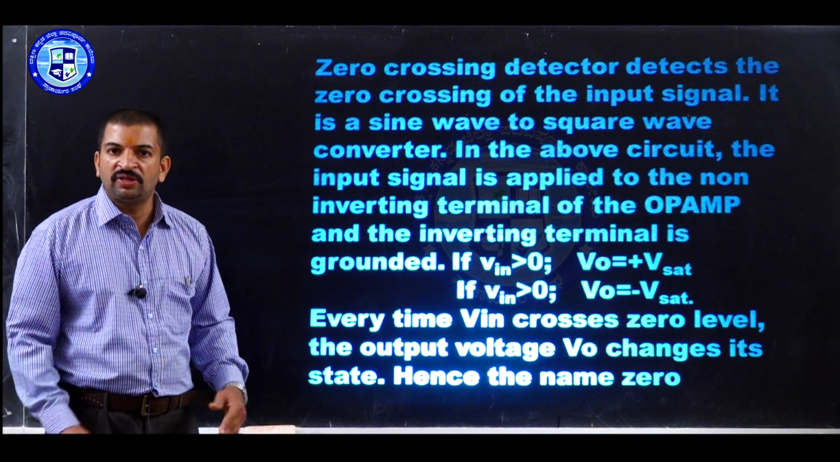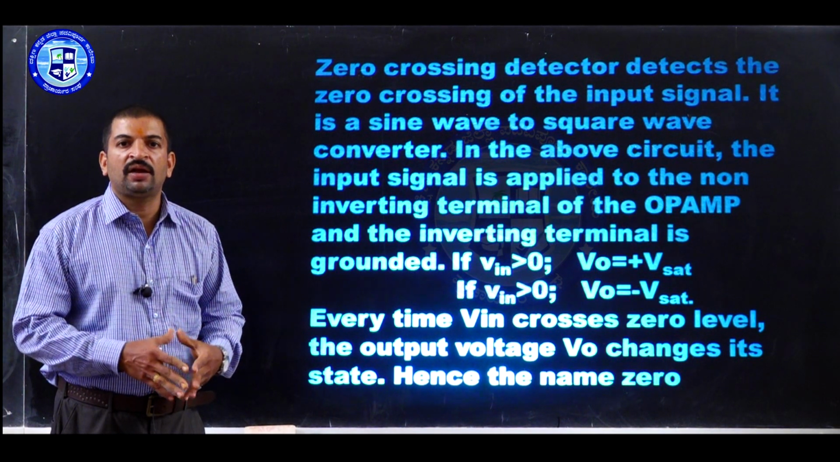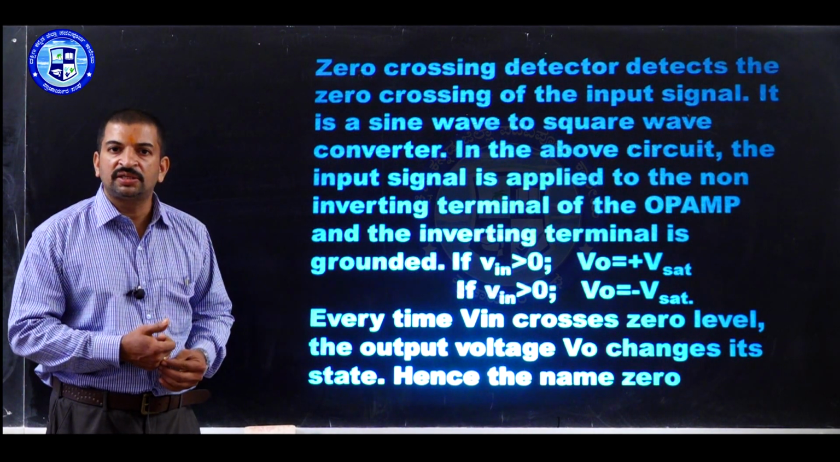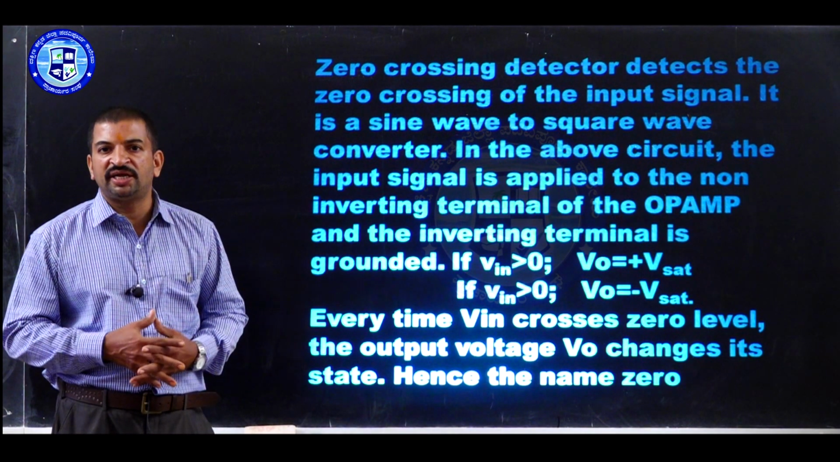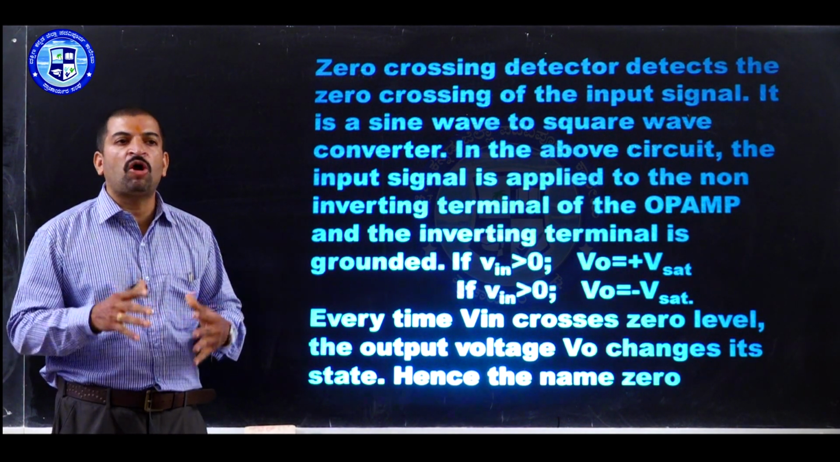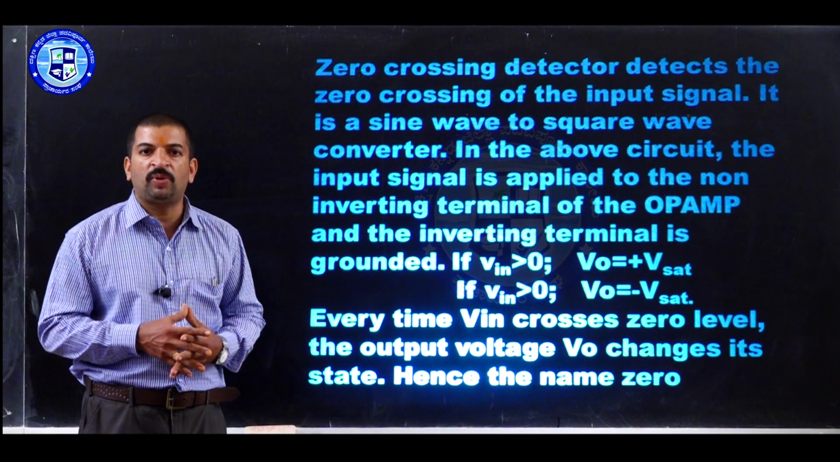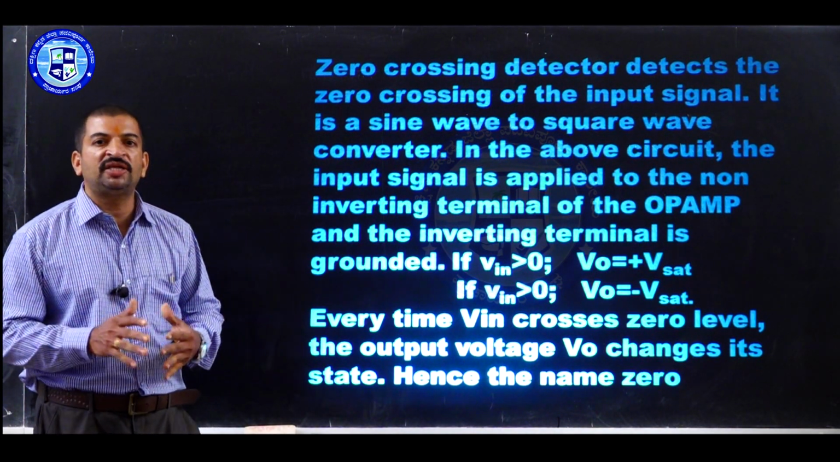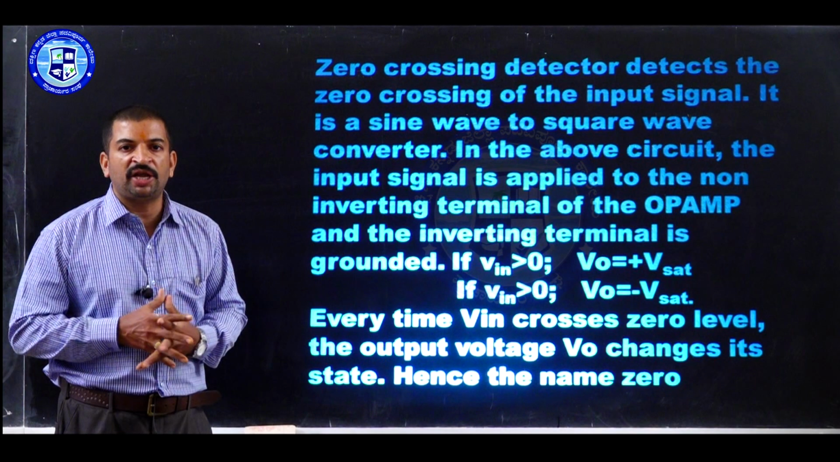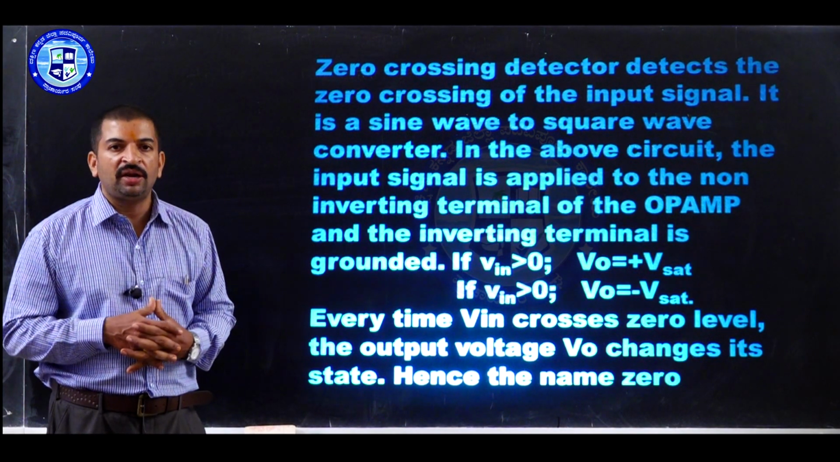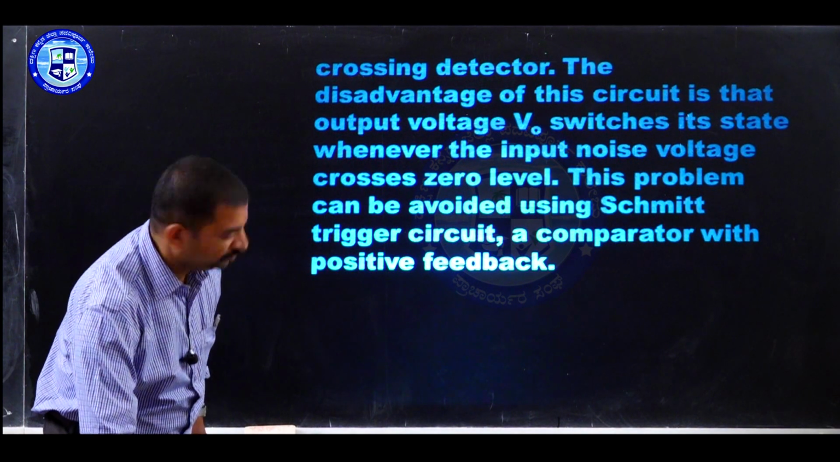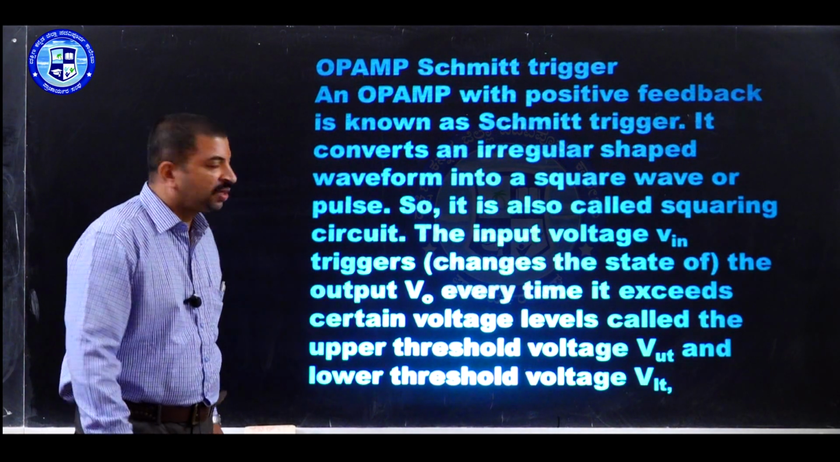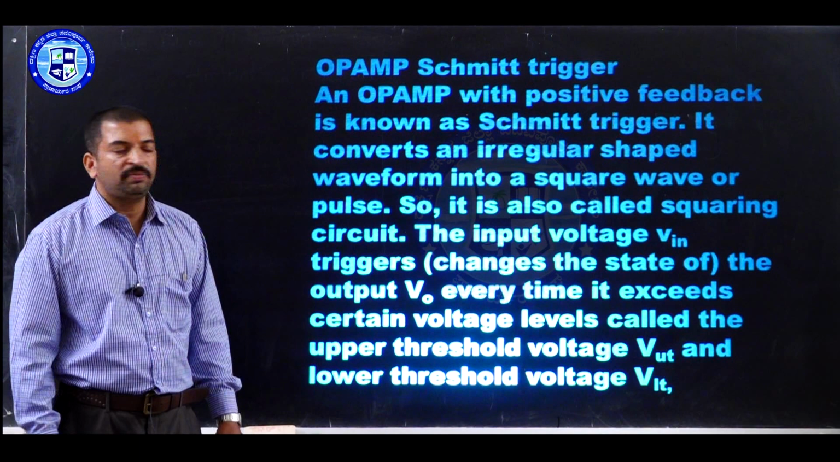One of the problems with the circuit is that when the input noise voltage crosses zero level, the output voltage changes its state. So, fast output transitions occur at the output. This fast output transition can be avoided using the op-amp Schmitt trigger circuit. So, next is the op-amp Schmitt trigger.